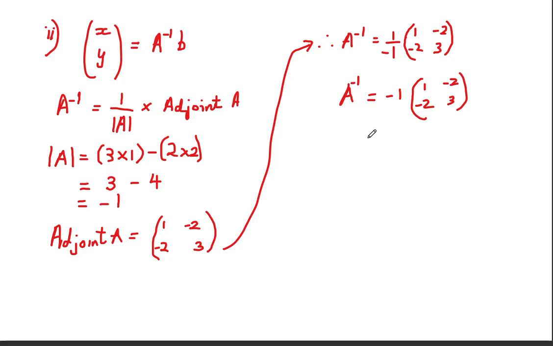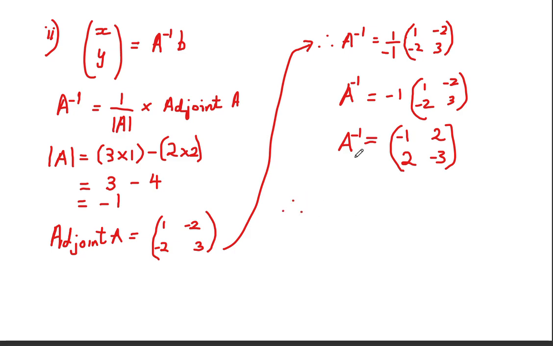So now we're going to multiply -1 by the elements inside of the adjoint matrix here. -1 multiplied by 1 is going to be -1. -1 multiplied by -2 is going to give us +2, because a negative multiplied by a negative is positive. Then -1 multiplied by -2 here is going to be +2 as well. And -1 multiplied by +3 is going to be -3. So this is now A inverse. The -1 that we multiplied by here is sometimes called the scalar. We multiplied by -1 and we got this result.